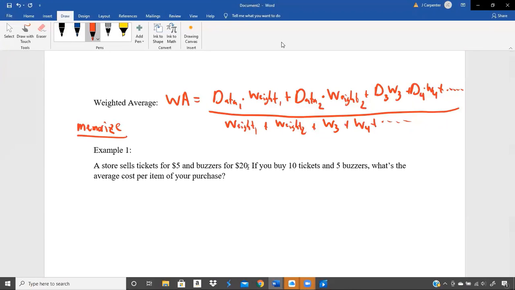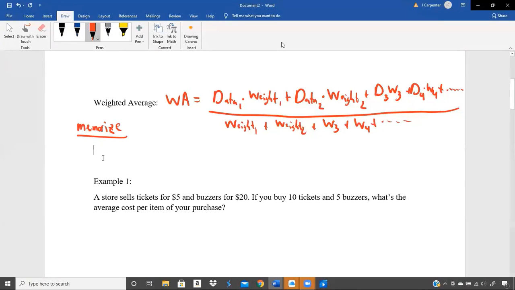Now that aspect is extremely important, that your answer for any type of average has to be higher than the smallest amount and lower than the highest amount. In fact, I'm going to write that down above the example, again, just as a very important memo, also known as just a memo.